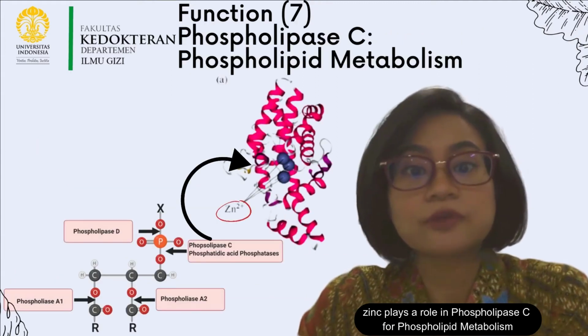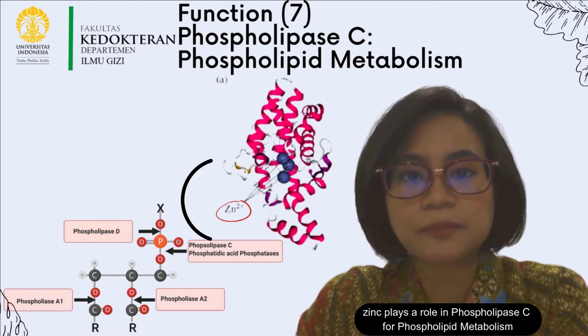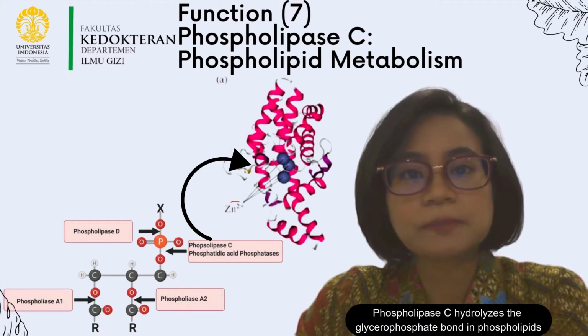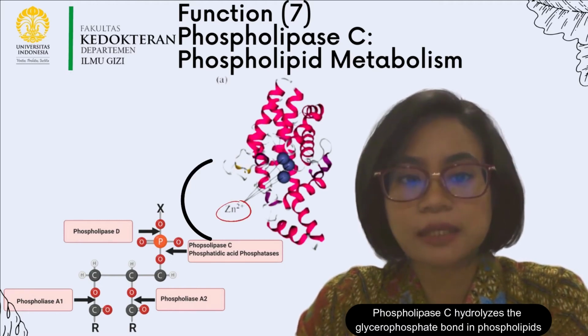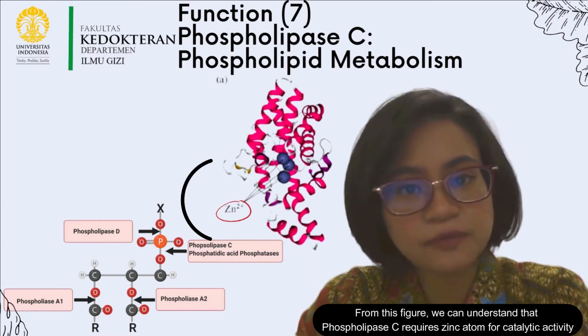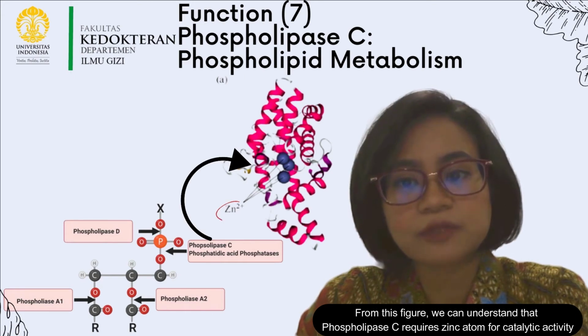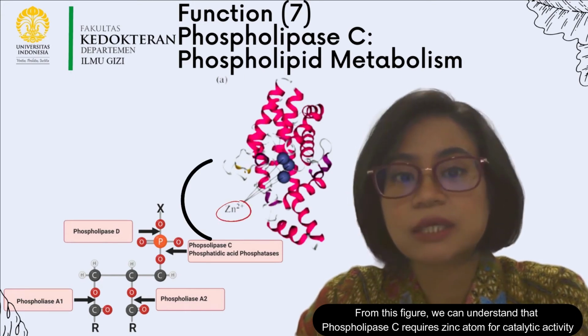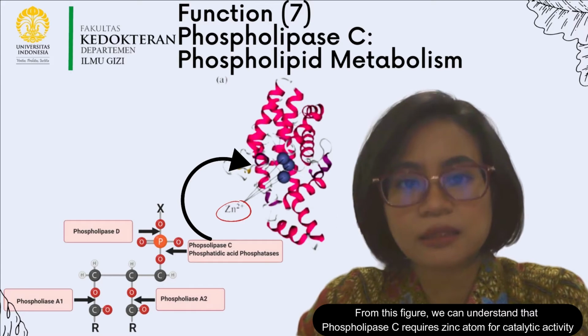Zinc plays a role in phospholipase C for phospholipid metabolism. Phospholipase C hydrolyzes the glycerophosphate bond in phospholipids. From this figure, we can understand that phospholipase C requires a zinc atom for catalytic activity.